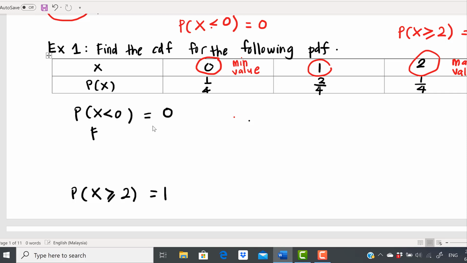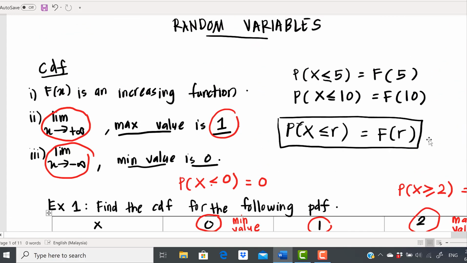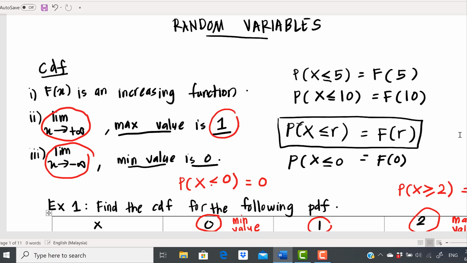So that means we are going to look for the CDF, and you know that the CDF is the capital letter F. So we want to find the CDF when x equal to 0, the CDF when x equal to 1, and the CDF when x equal to 2. Now, how to get them? By using this formula, for example, this one we are looking for F at 0. So what is the formula? Probability of x less than or equal to 0.